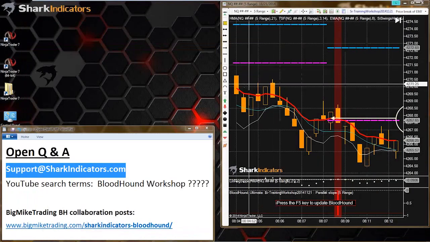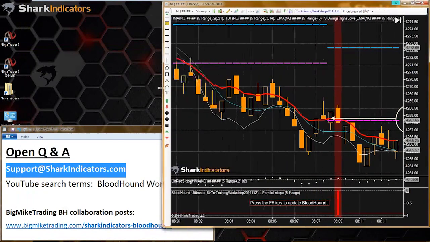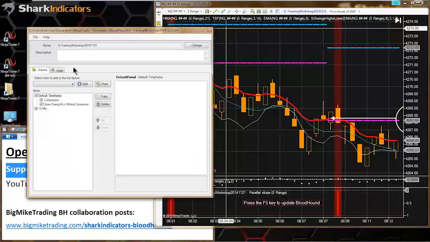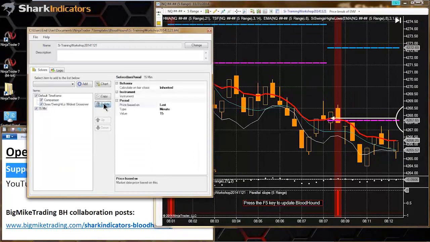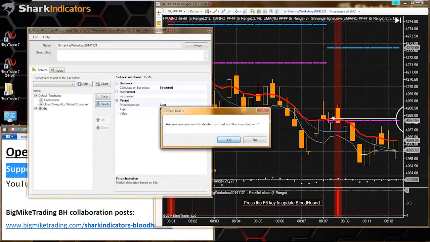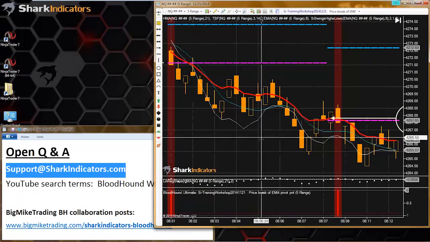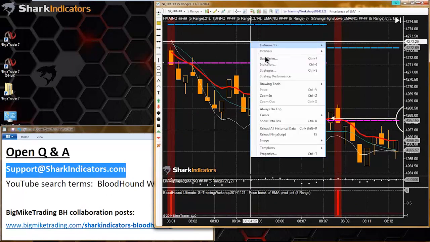However, it changes the fundamental way of how your indicators are going to work and how BloodHound is going to work. And let's see. Oh, I added that 15-minute chart on here. And actually, since I don't need it, I'm going to take it off. But I'm going to have to refresh the chart because of that. There we go.